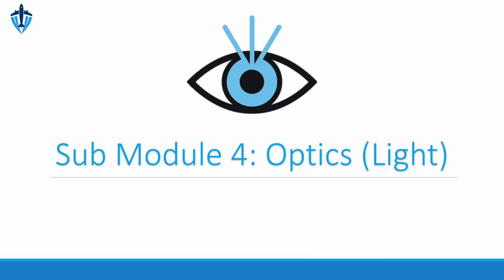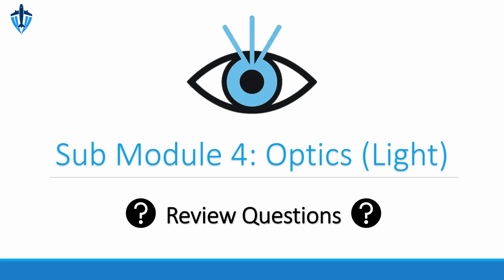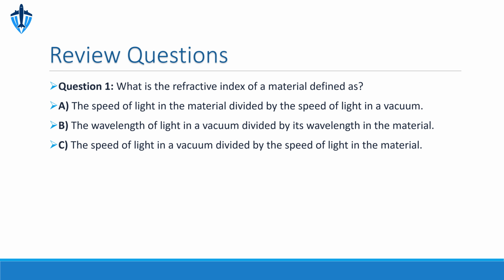Now, let's warm up with a few questions to review what we've learned. Now let's get started with question 1. What is the refractive index of a material defined as? A, the speed of light in the material divided by the speed of light in a vacuum. B, the wavelength of light in a vacuum divided by its wavelength in the material. C, the speed of light in a vacuum divided by the speed of light in the material.